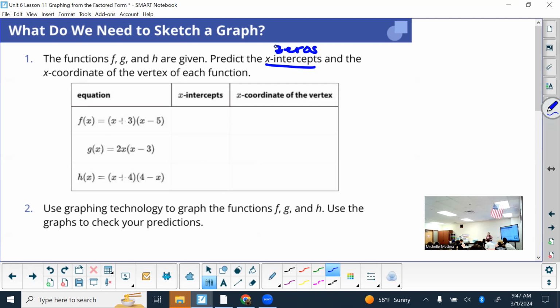And then you're gonna predict the x-coordinate of the vertex. So I expect you to be able to get this column right. This one is just more of a prediction. It's okay if this column's wrong, but I do expect this one to be right. I'll give you about 3 minutes to do that.